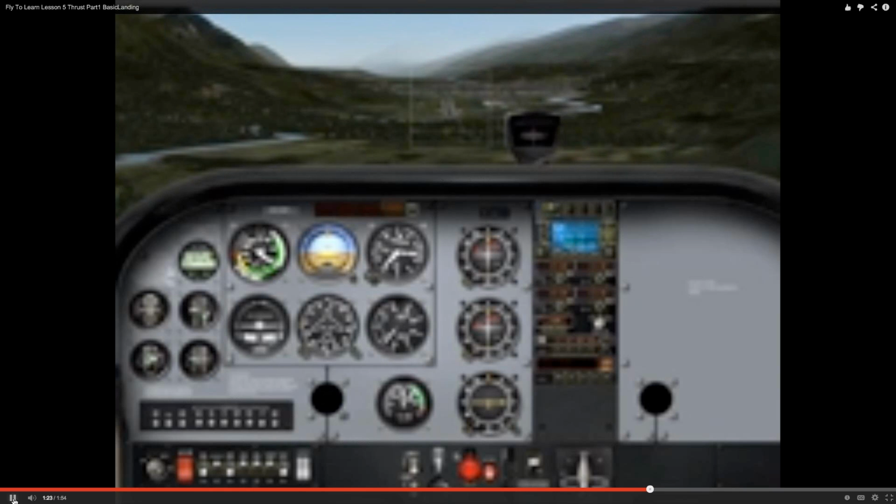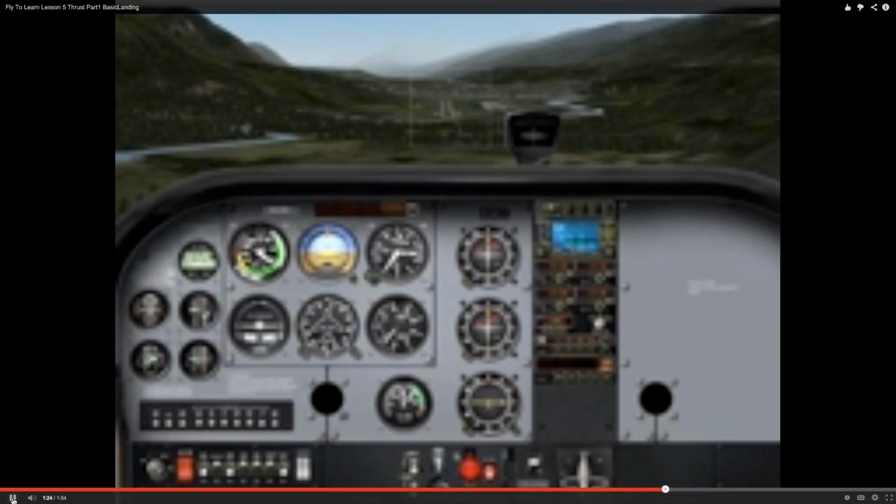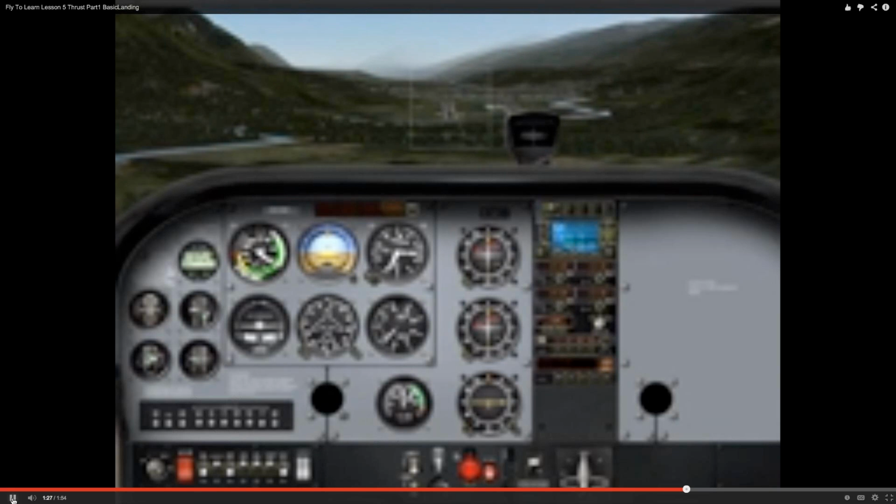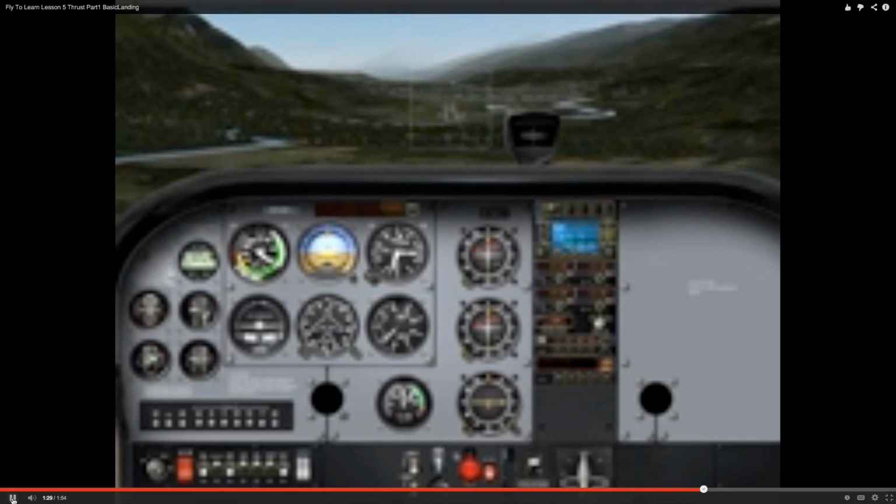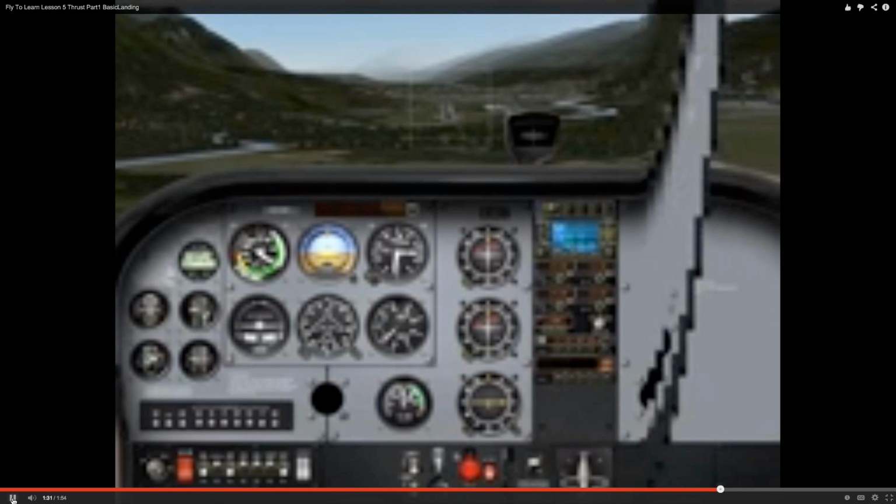All red means we are too low in our power. Half red and half white means we are on the right approach. All white means mountain, that's not me, that's the video.